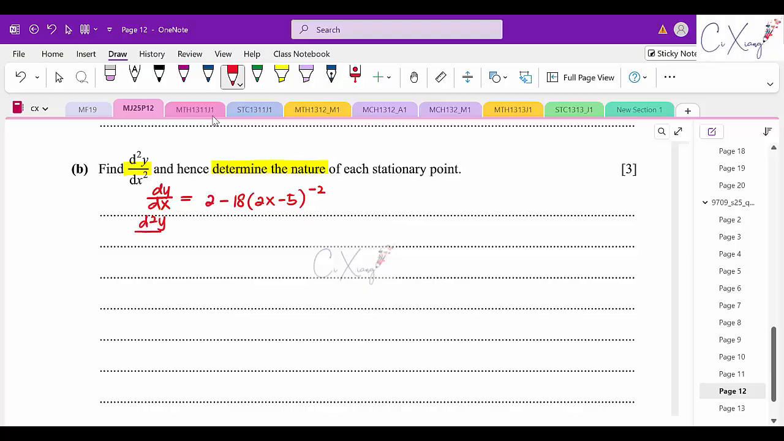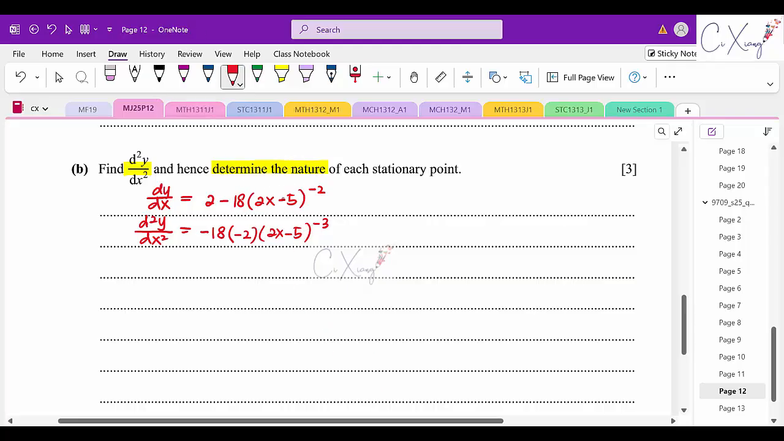So d square y over dx square equals to, differentiate the 2, you will get a 0. Negative 18 is a constant you copy. When you want to do the differentiation, power you put in front, right? Become negative 2. Copy the bracket. Power minus 1 become negative 3. Then you differentiate the thing inside the bracket. Differentiate the 2x minus 5, you'll get a 2. So you put a 2 here. Then you simplify again. So for this expression, if you simplify, you will be having 72 divided by (2x - 5) power 3. This is my d square y over dx square.